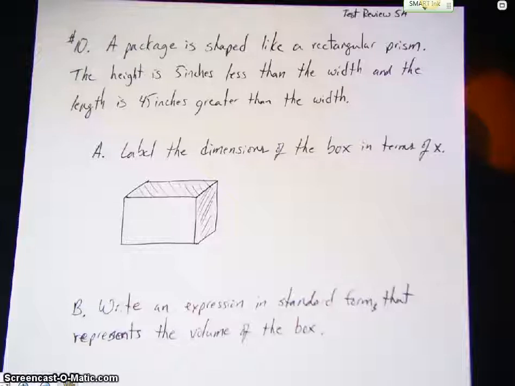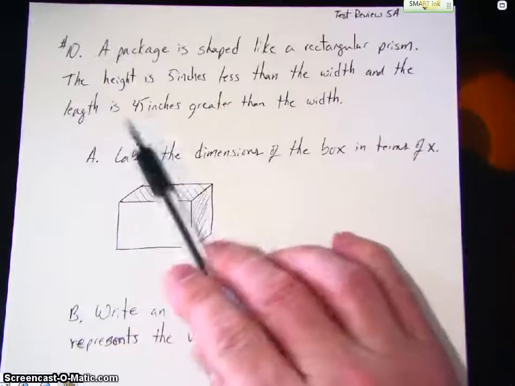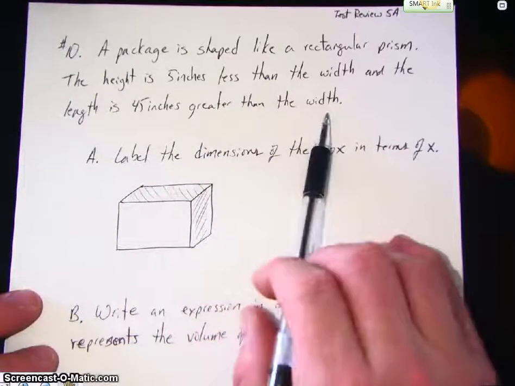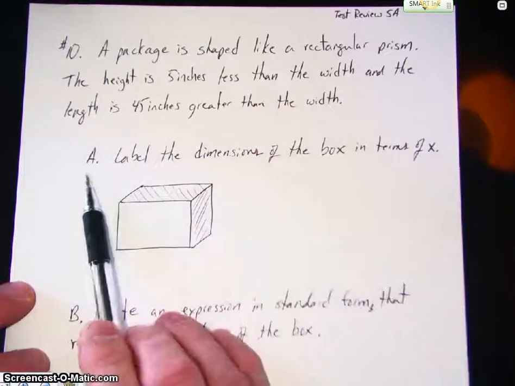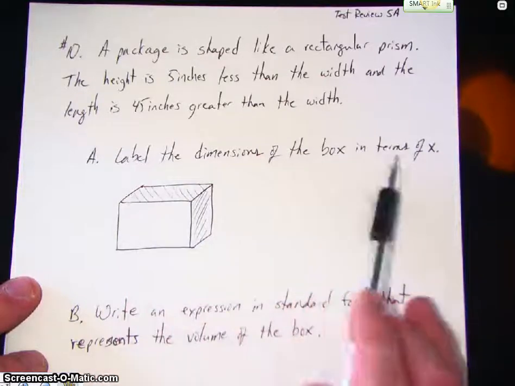All right, the test review 5A, question number 10. It says a package is shaped like a rectangular prism. The height is 5 inches less than the width, and the length is 45 inches greater than the width. So part A of this problem, you want to label the dimensions of the box in terms of x.